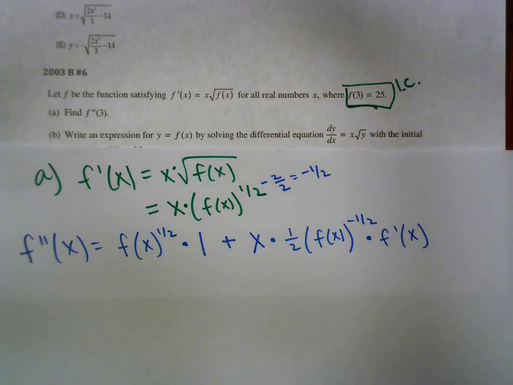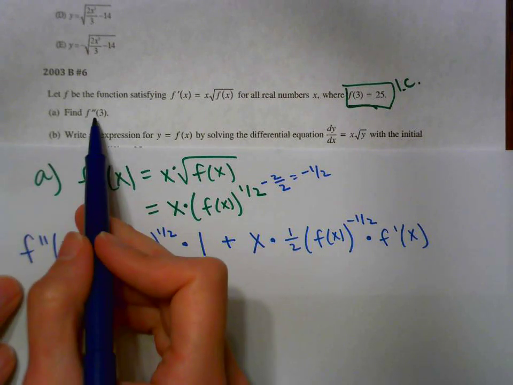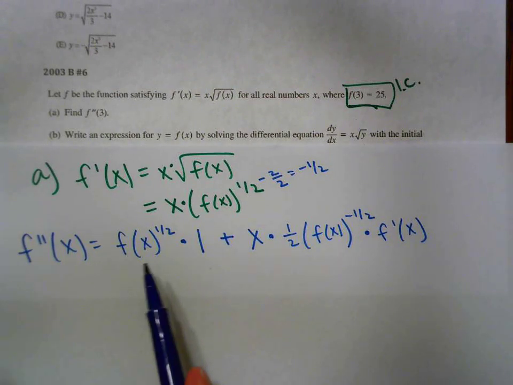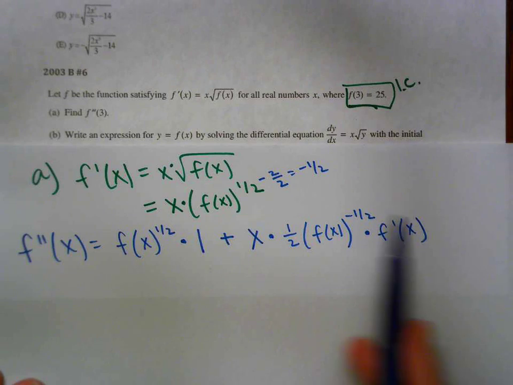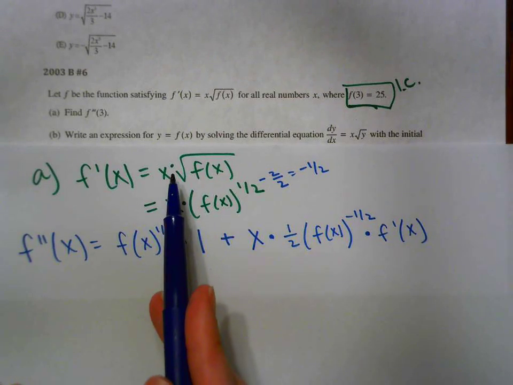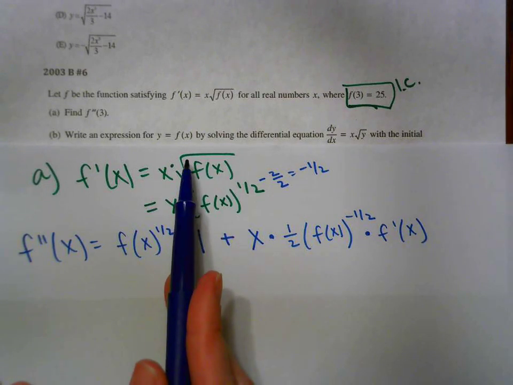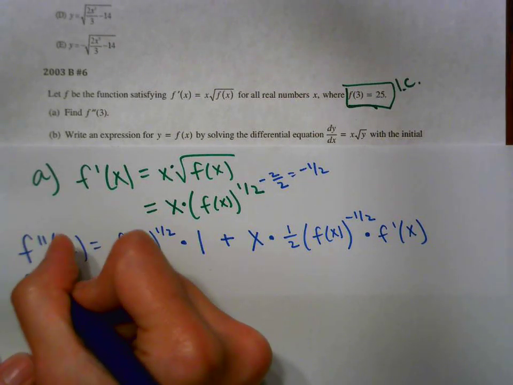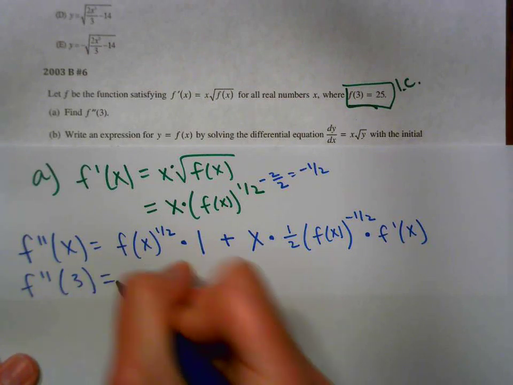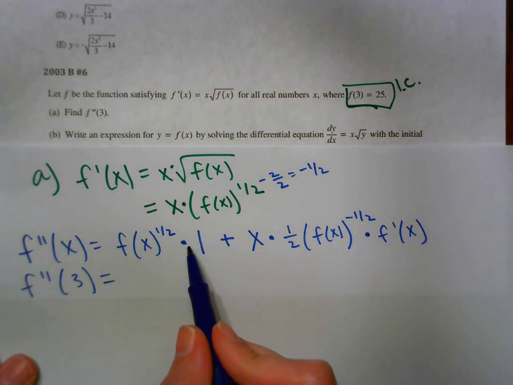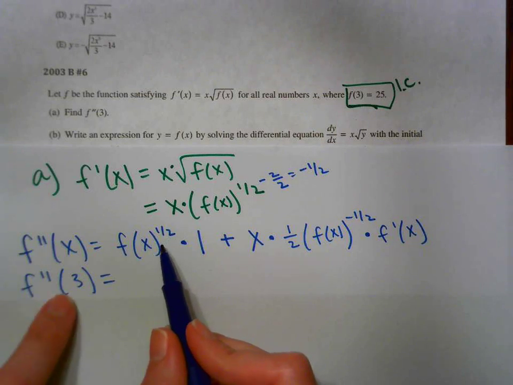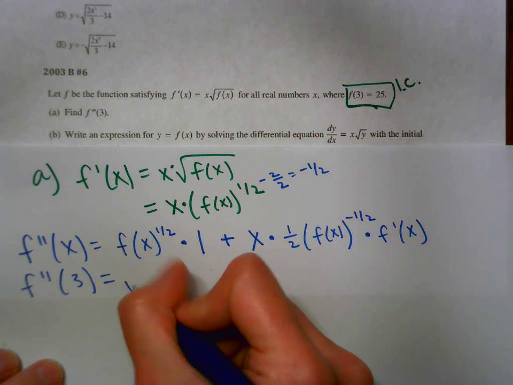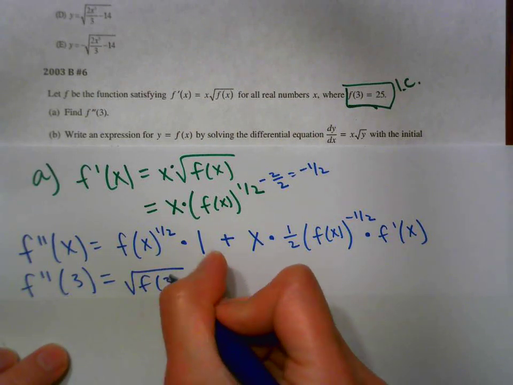Just keep in mind, you're finding f double prime of 3. If you're just looking for a value, you don't need to clean this up. You can clean up whatever helps you, like replacing f prime with what it is, but you could just do it all with numbers, which I think is easier in this case. So I'm going to change this to f double prime of 3 and plug in 3. I know times 1 I don't need, and because I'm going to be evaluating a number, I'm going to change that 1/2 back to square root of f of 3.